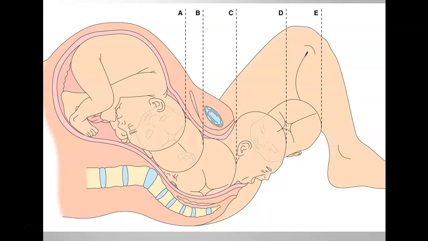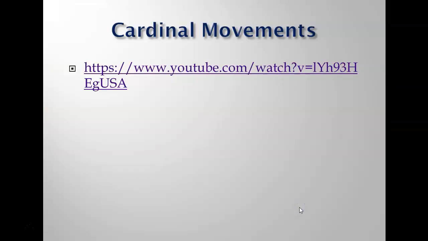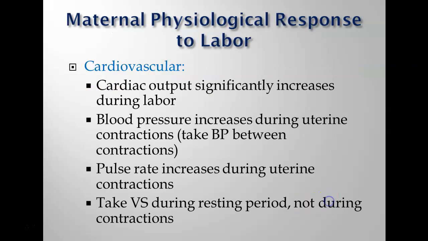So this is an example of what we're talking about with the 7 cardinal movements. It's the way that the head will start to descend as well as rotate before it's completely expelled out. This is a very good video as well to watch on how the baby descends into the pelvis, rotates, and then expels out. So I would encourage you to watch this video as well.